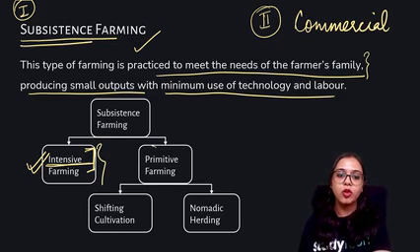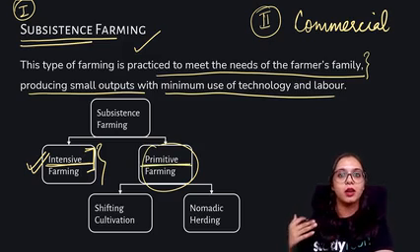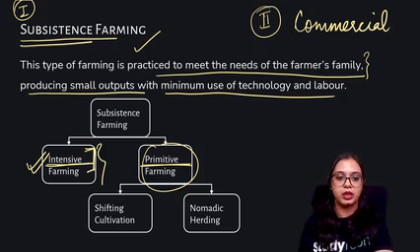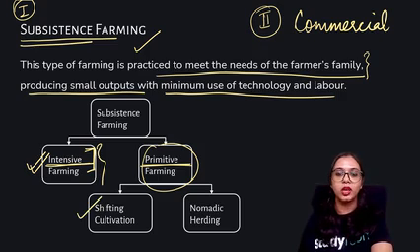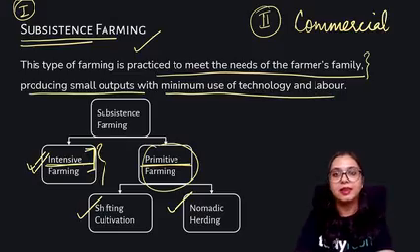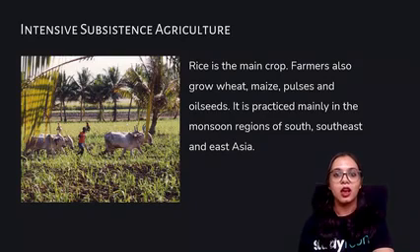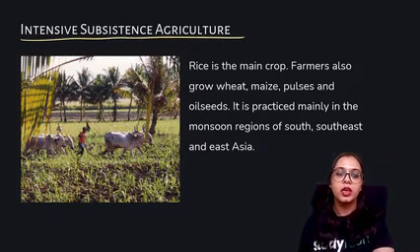Primitive farming implies the older methods that a farmer used to employ before he got settled by the riverside and before he started living there permanently. The two types of primitive farming are shifting cultivation and nomadic herding. So we'll be learning about each of these in the respective slides. So in intensive subsistence agriculture, I already told you that whatever resources the farmer may be having, he's incorporating all of those resources into this kind of farming.